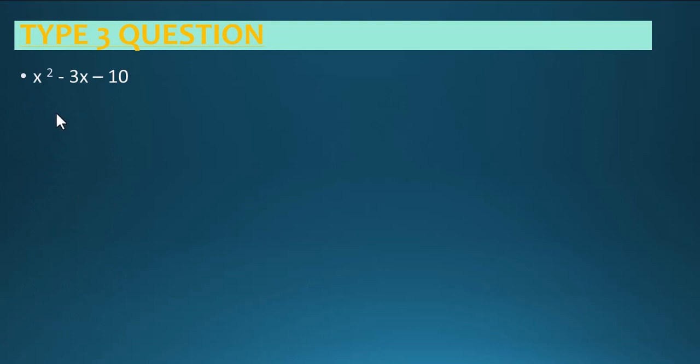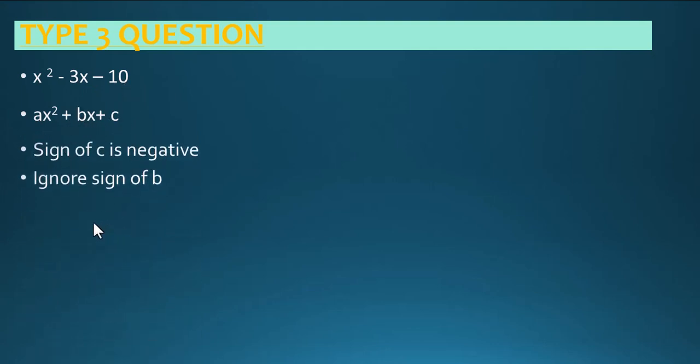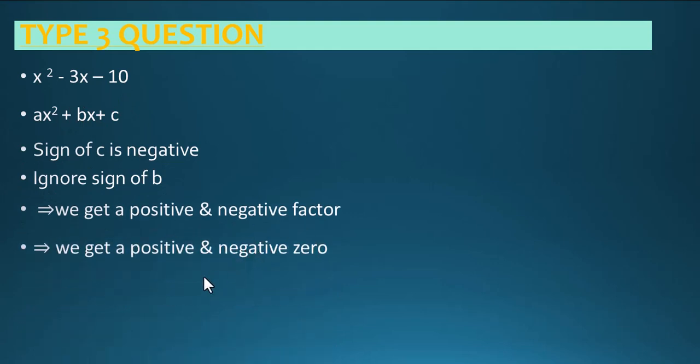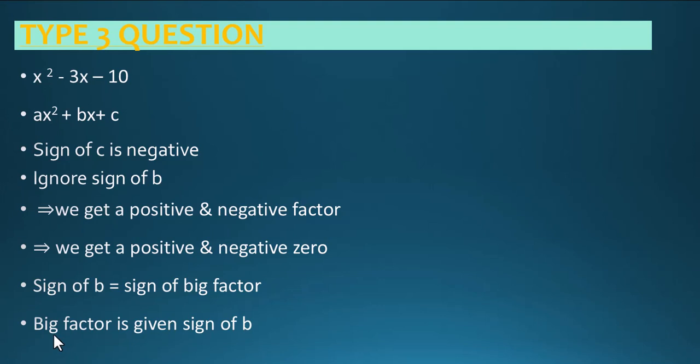x square minus 3x minus 10. So here the sign of c is negative. So then we definitely get one positive and one negative factor. And usually the big factor we should give the sign of b. So b has a negative sign here, b equals minus 3. It's having a negative sign, so the big factor we should give a negative sign.